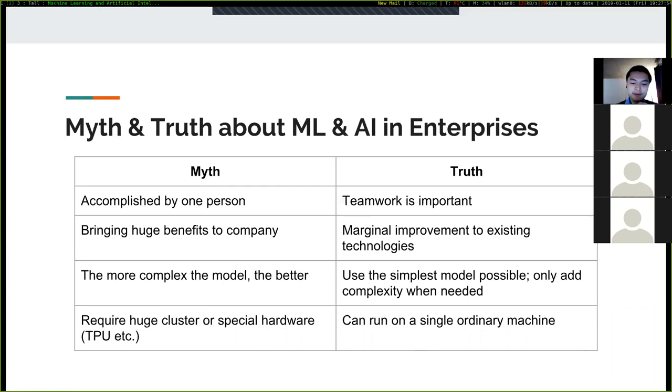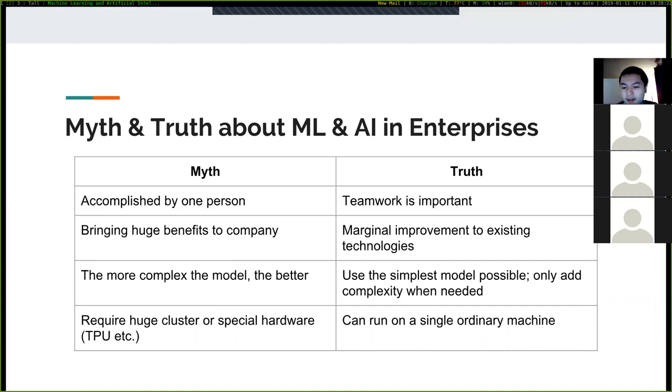So if you use a very complex model, it usually doesn't work well on off-sample data. If you use it on data that's not in the training data, it's probably not working so well compared to simple models.